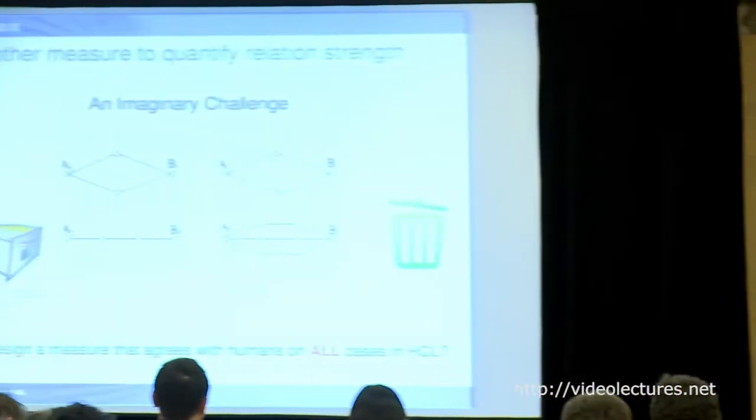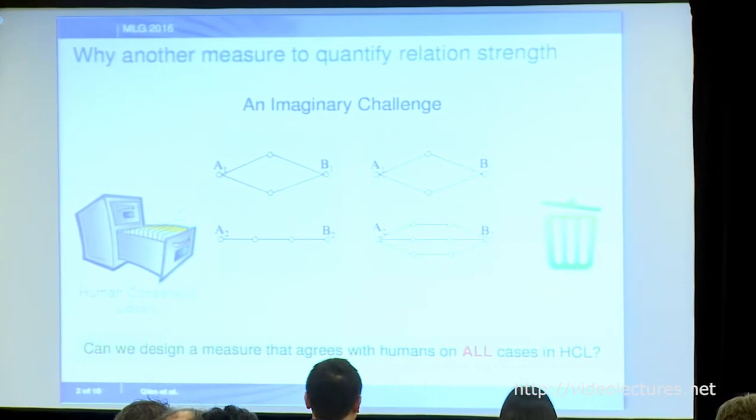My name is Haifeng Qian with IBM Research. I'll present a paper titled Measuring Graph Proximity with Blink Model. So here, proximity means relation strength between two nodes in a graph.